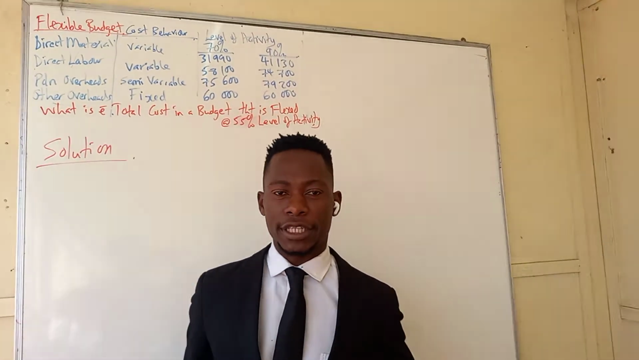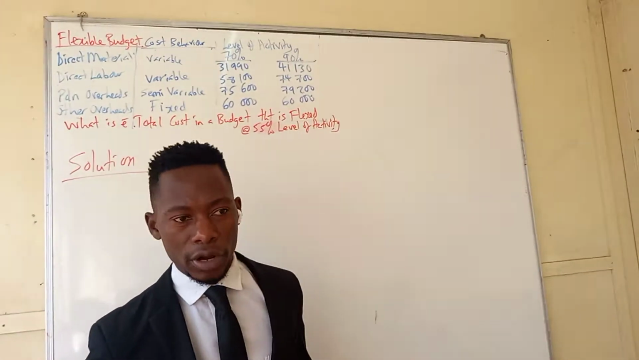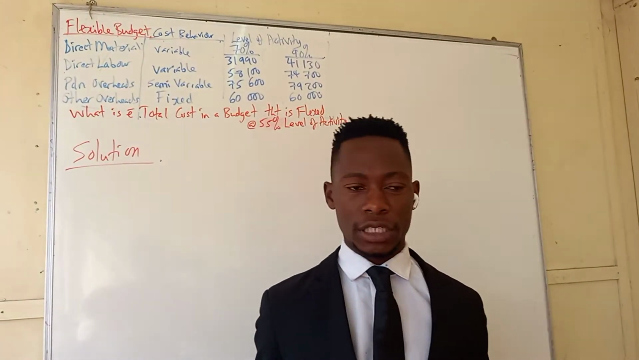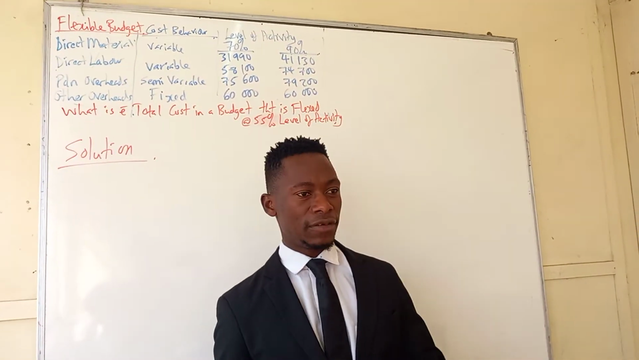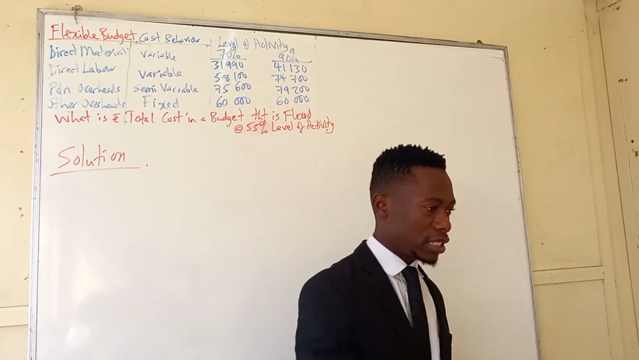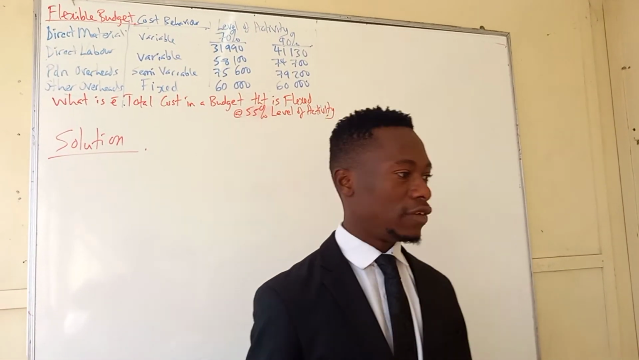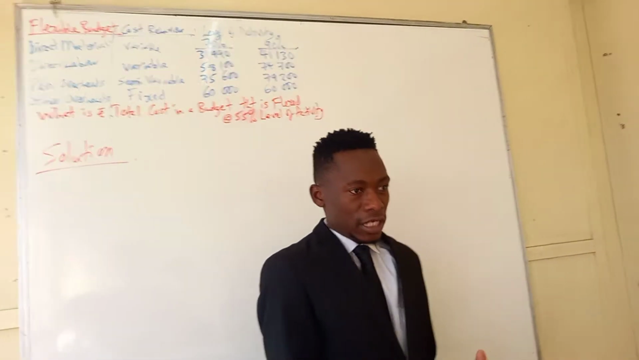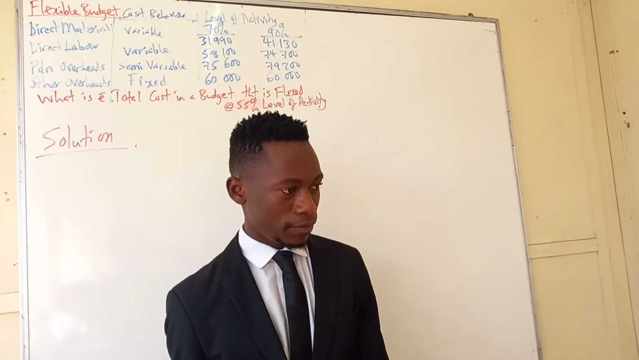Today we want to look at flexing the budget. We have flexible budgets and fixed budgets. What is the fixed budget? What is the flexible budget? A flexible budget is the type of budget that changes with the activity level. But if it's fixed, it is not affected by the level of activity.